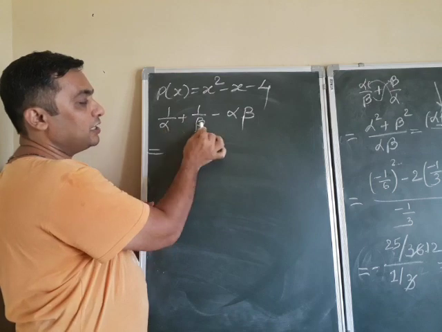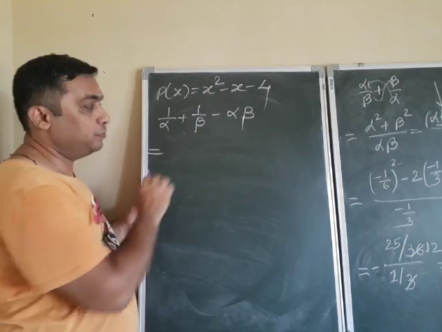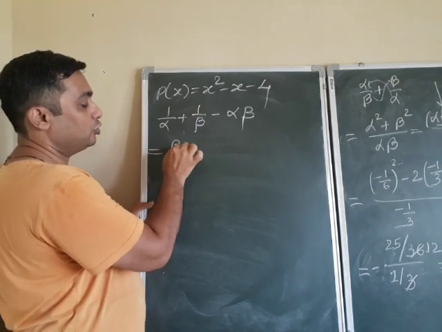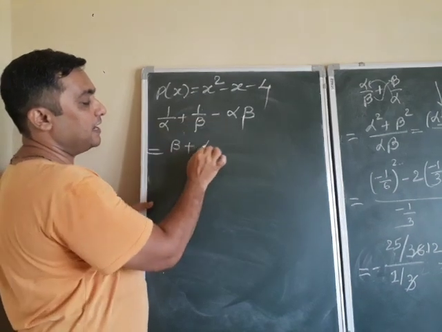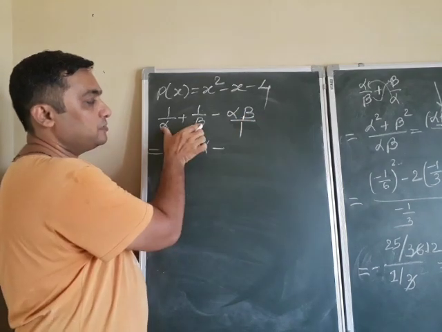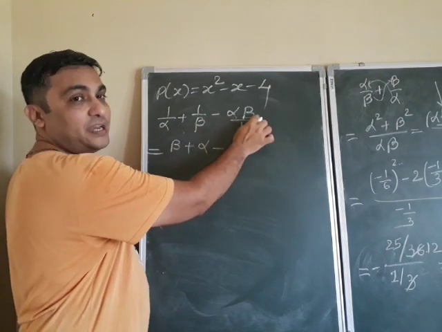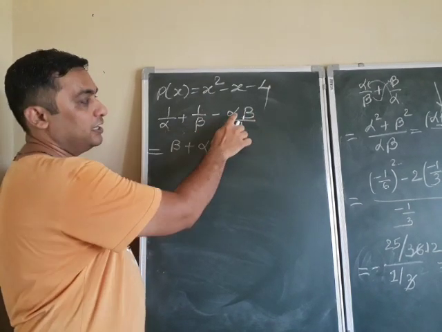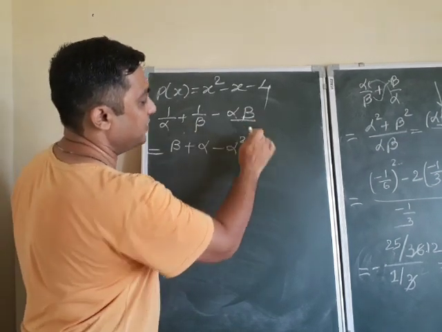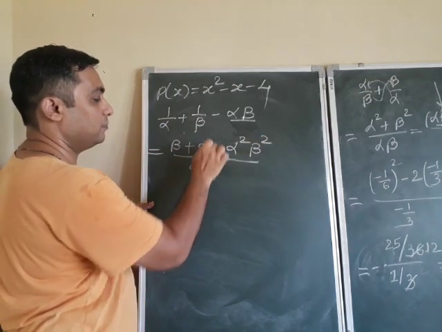Okay, what is the total LCM? Here it is alpha, here it is beta. So what is the total LCM? Alpha into beta. So let me take the total LCM. So this is multiplied by beta, plus this is multiplied by alpha, and see here nothing is there, it means 1. So it is multiplied with the full LCM, alpha into beta. So alpha into beta into alpha beta, it means alpha into alpha, alpha square, and beta into beta, beta square, upon alpha into beta, the total LCM.